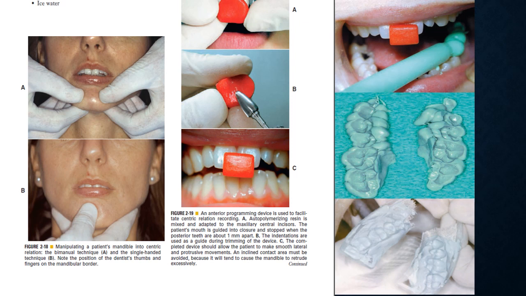As you can see in the left figure, you insert a silicone registration material and ask the patient to close. This is the registration material of centric jaw relation. Or instead of using silicone, you can use zinc oxide with oil and a gauze and guide the patient to close into centric relation.